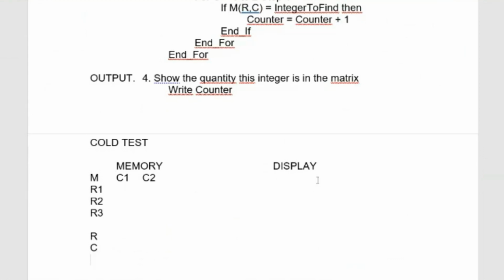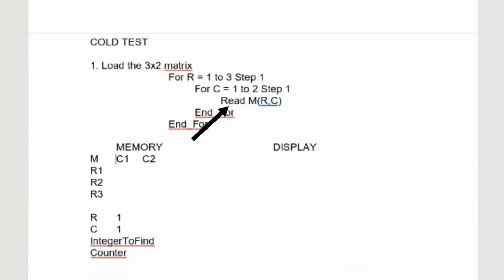And counter, and of course, the integer to find, right? Okay. Read a number and store it in matrix M, row R, column C. Suppose we receive number 4. So this 4 is coming here. Why? Because this is the row 1, column 1. And then, increase C in 1.